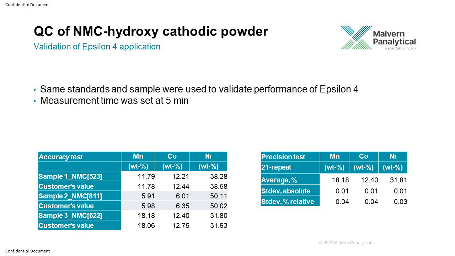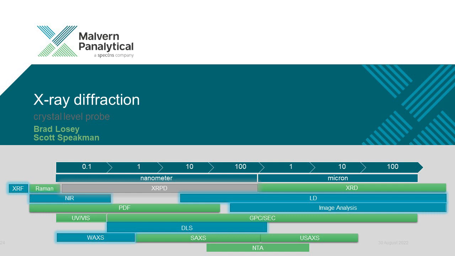And these are the results with Epsilon 4. Again, you can see that even with Epsilon 4, the values are very close to the reference values. So you get very good accuracy with Epsilon 4 also. Okay, so this was the part about the XRF.